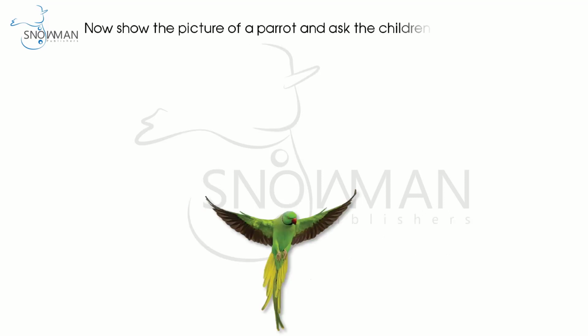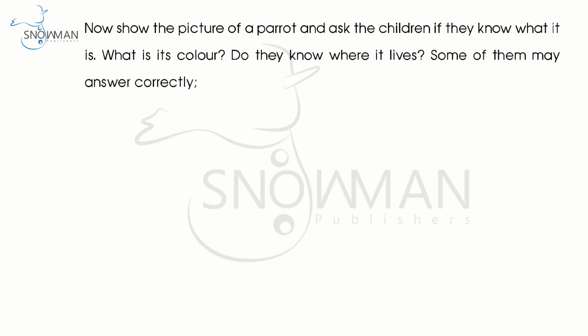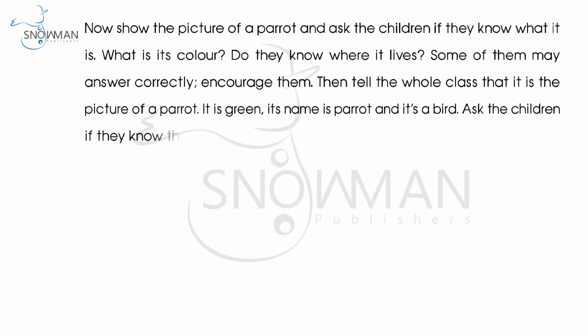Now show the picture of a parrot and ask the children if they know what it is. What is its color? Do they know where it lives? Some of them may answer correctly. Encourage them. Then tell the whole class that it is the picture of a parrot. It is green. Its name is Parrot and it's a bird. Ask the children if they know that a parrot lays eggs. You may get mixed responses.